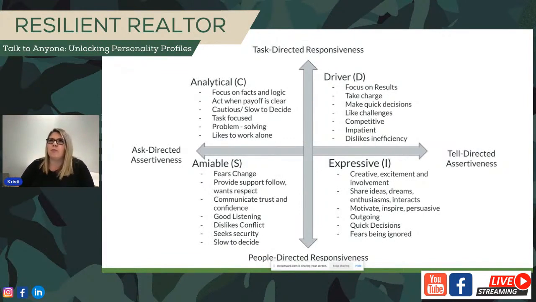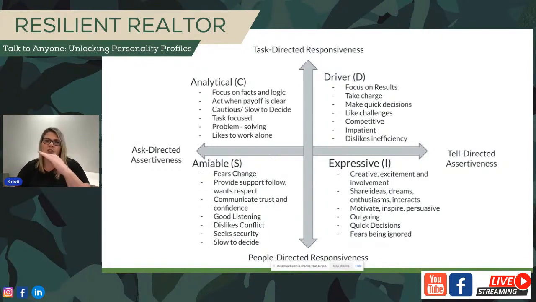So your core is not going to change, but how you act under stress and pressure can change. And that secondary one can change, but you're never going to go across. An analytical is not going to all of a sudden give up all of their spreadsheets for hugs. It's just not going to happen. An expressive is not going to all of a sudden care less about people and go straight into spreadsheets.